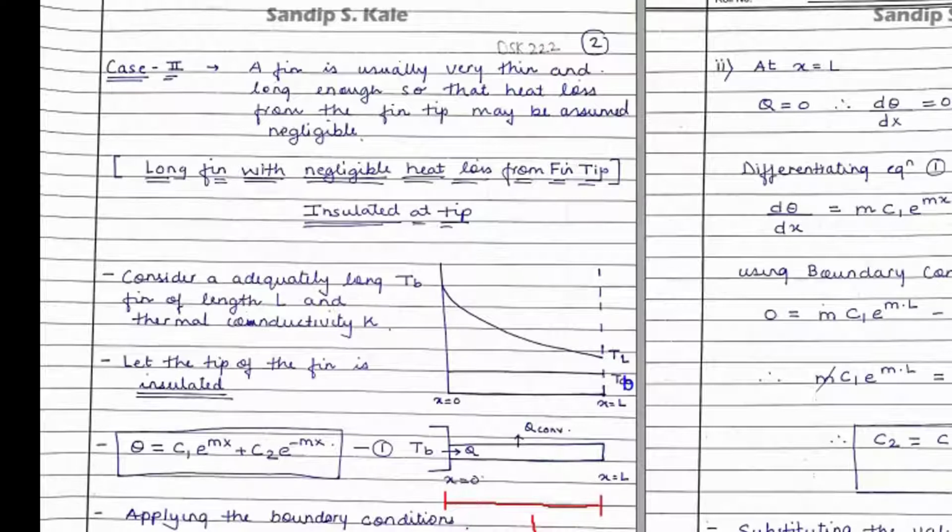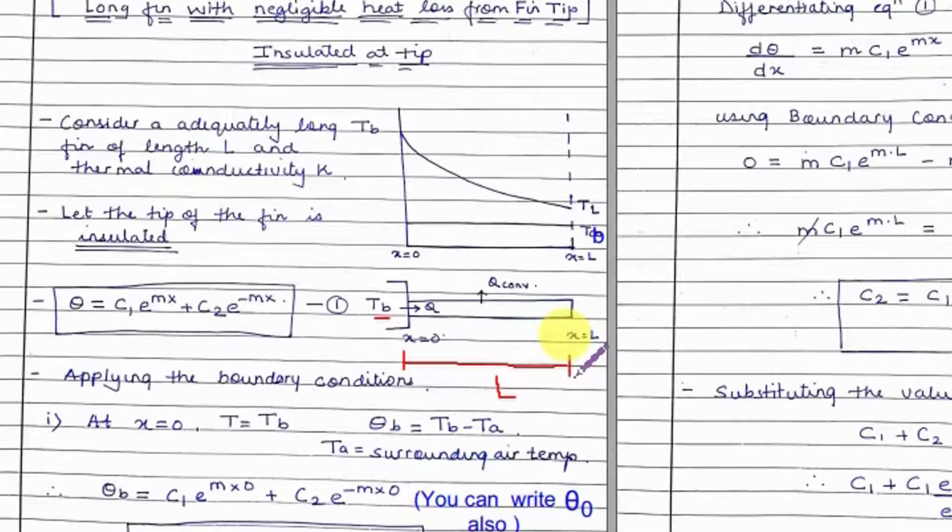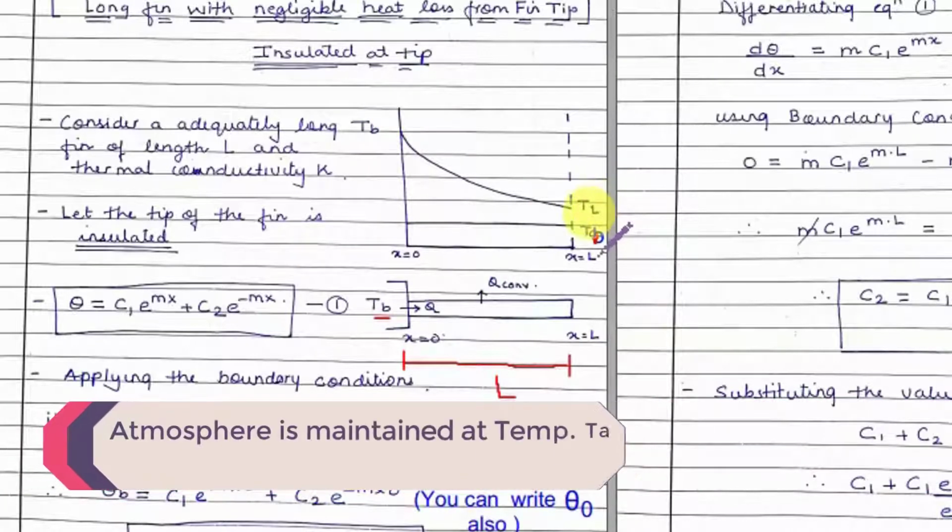So here what is given? A fin is given. So here you can see in the figure a fin is given. It is attached to a base. Let the temperature of the base be Tb and this be the fin. So the length of the fin is mentioned as L. Previously we have seen the fin which was of length infinity. So now this is the diagram. So what is happening? So this is the temperature profile. Atmosphere is maintained at a temperature of Ta.